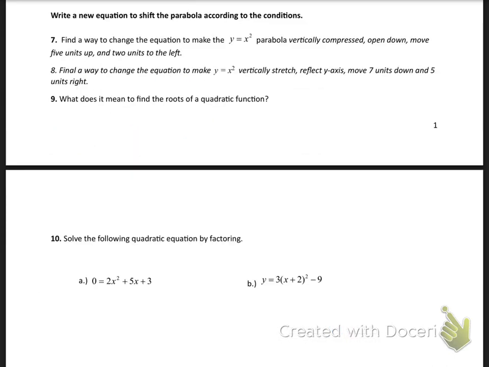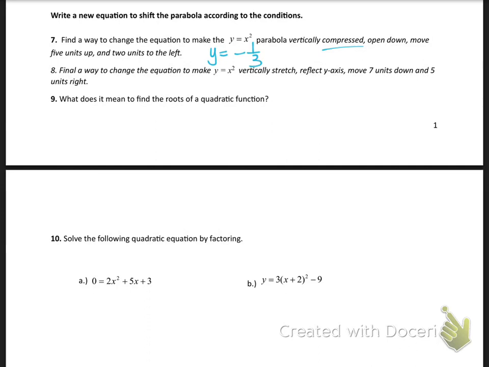Okay, so we're writing some equations this time. It says find a way to change the equation to make the y equals x squared parabola vertically compress, open down, move 5 units up and 2 units left. So I'm going to do the compress and opens down first. To compress it, we need a number between 0 and 1. And then to make it open down, we need a negative. We need a sad parabola. So negative, I'm going to say 1/3.